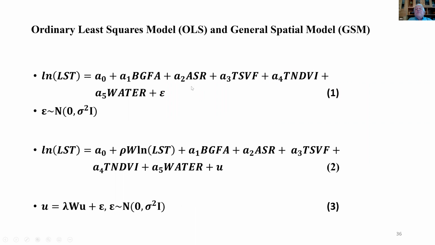Okay. So what we used is simply what is called regression analysis. It's to relate the land surface temperature in each cell to 5 variables: building ground floor area, which is really building rooftop, solar radiation, sky view factor, NDVI, and water. And we found out that, in fact, water has quite a significant effect.